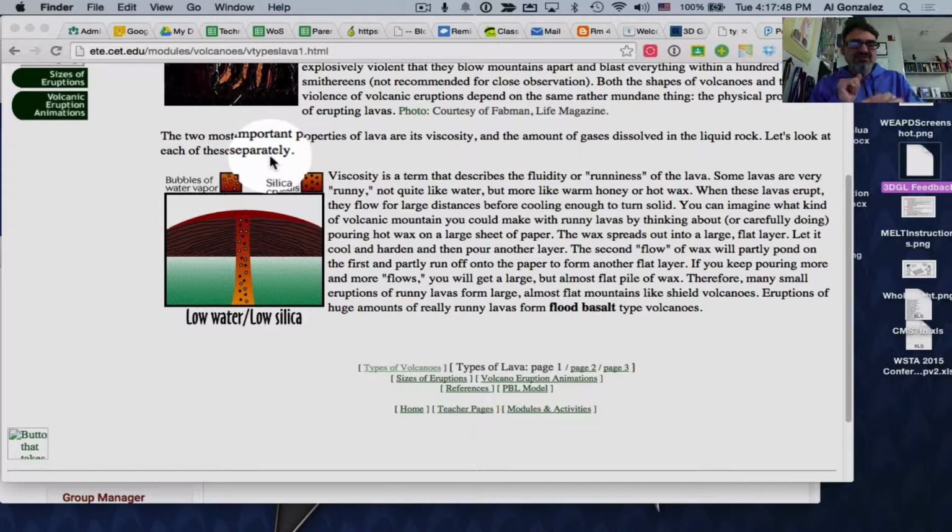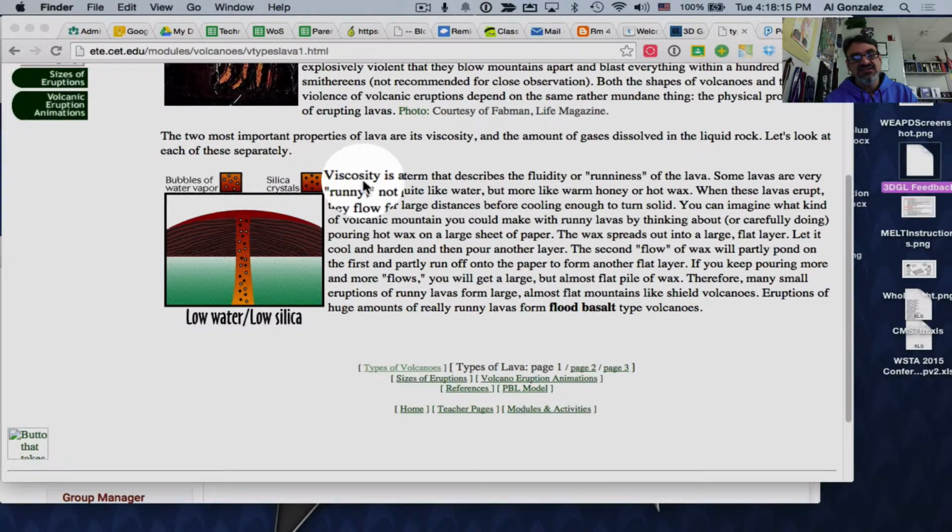So you have 4 types of lava to describe. I'm going to read and help you figure out how to write these descriptions. In each description, you have to explain how the bubbles or water vapor content in the lava and how the silica crystals affect the lava and make it act the way it does. This one is low water, low silica. Let's see if there's any information here which can help us describe it.